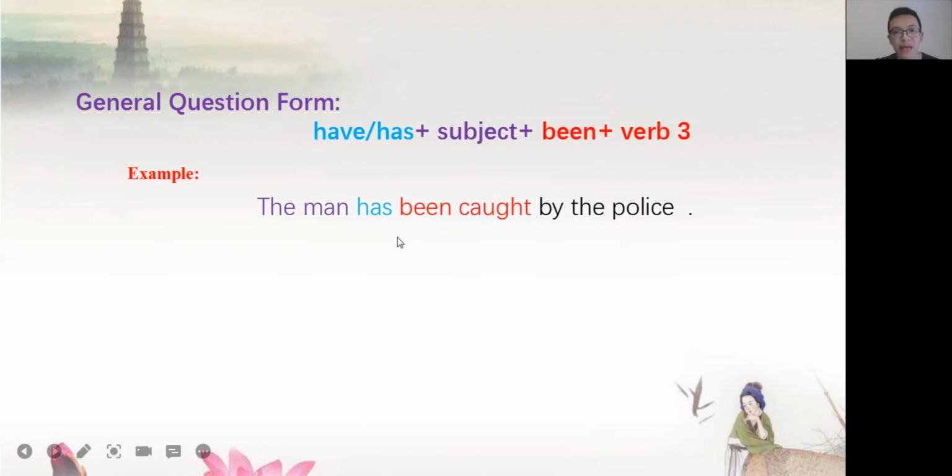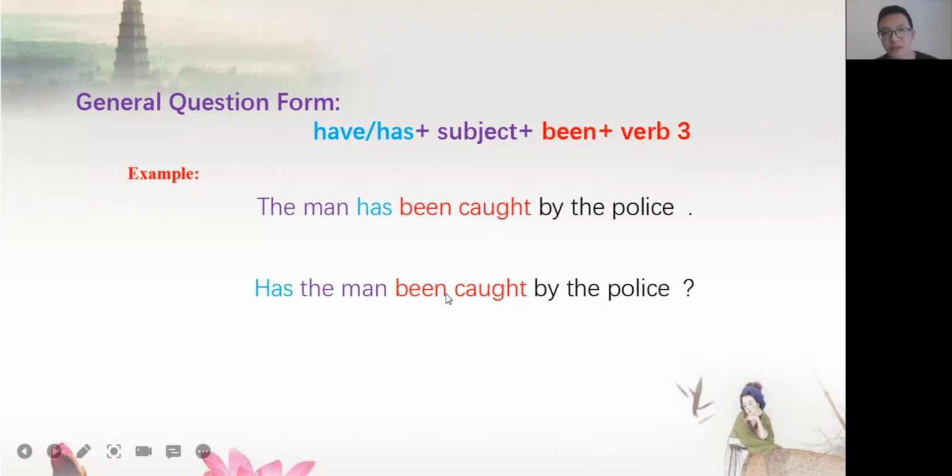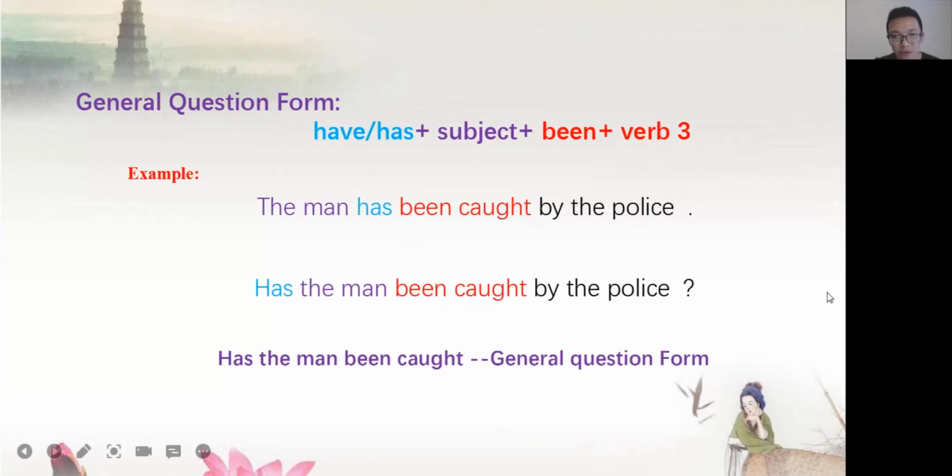Let's look at an example. The man has been caught by the police. We know has been caught is a passive voice in present perfect tense, right? So if we want to change it into a general question form, we can put has in front of the subject to change the sentence into a general question form, right? So we can say, has the man been caught by the police? That's a general question form.